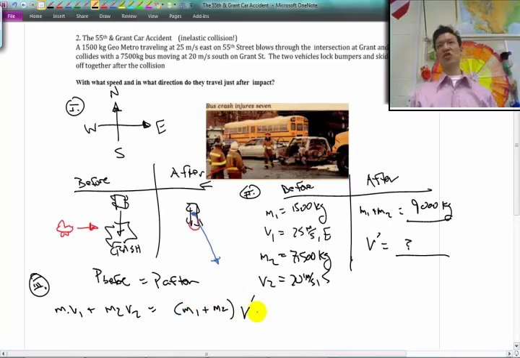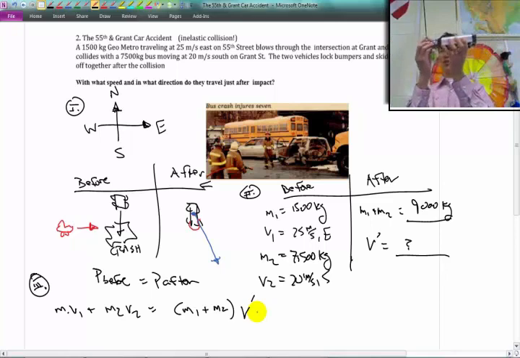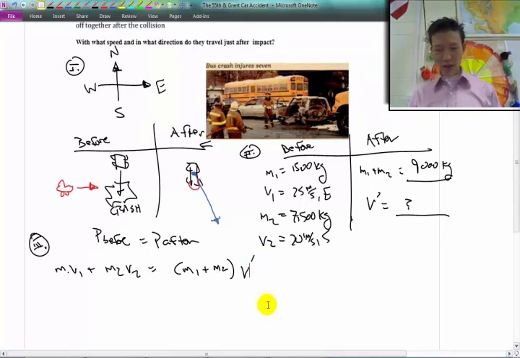Now, why is this problem a little bit more difficult? You're like, this is easy. We just shove in a bunch of numbers. A little tricky, because the momentum is no longer linear. It's not in a straight line. They're not just both going east-west or north-south. You see what I'm saying? Let's break this down into an X and a Y direction.